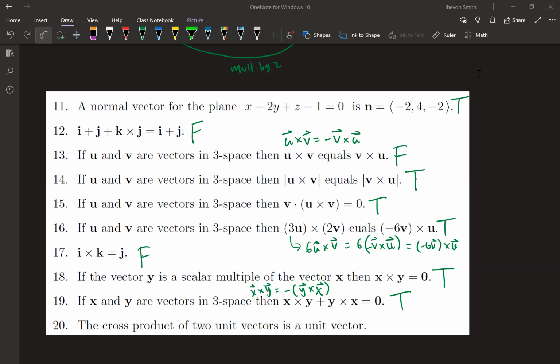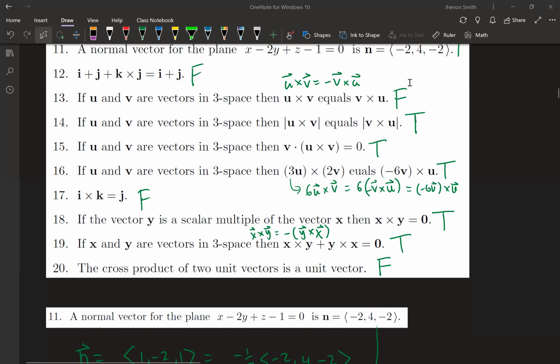Okay, we'll end the polling right there. 54% believe that it is true. Let me share the results so you can see it. 54% believe that it is true, 38% believe that it is false. And once again, most people got it wrong. It is false. Cross product of two unit vectors is not necessarily a unit vector.